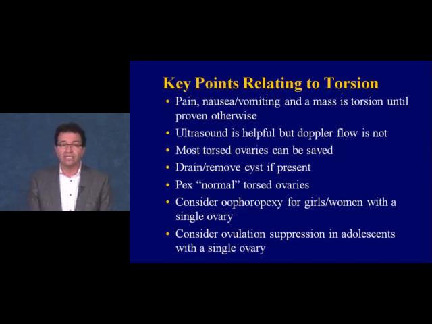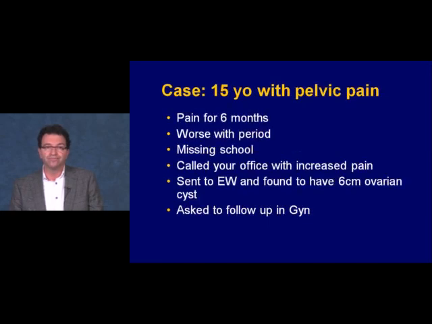we may consider the use of an oral contraceptive pill to suppress follicular cyst formation, because a follicular cyst can lead to torsion also, based on the physics and the change of the weight of the ovary. So use of ovarian suppression is helpful with a hormonal pill. Now let's shift gears a little bit.